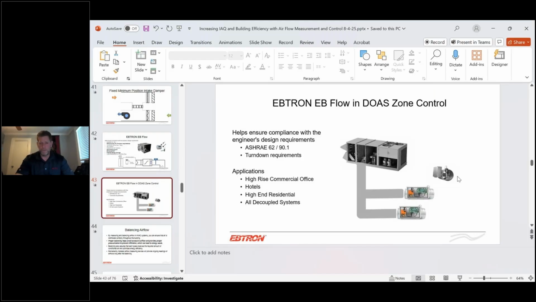DOAS zone control, if you're utilizing a lot of DOAS systems and you're supplying multiple zones, how are you controlling the flow rate through each of those zones to ensure that every zone is getting the right amount of air? And if it's uncontrolled, air follows the path of least resistance. It's going to flood the first room with everything, and the guy at the end of the hall is not going to get anything, right? So it's important to be able to have control in each of those zones for proper pressurization, for zone control, those types of things.